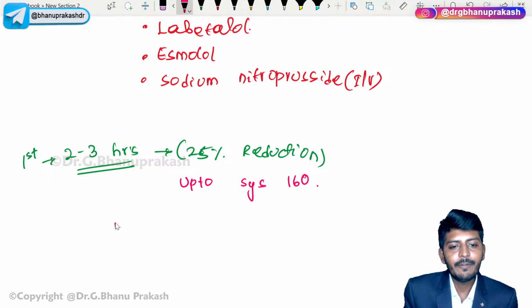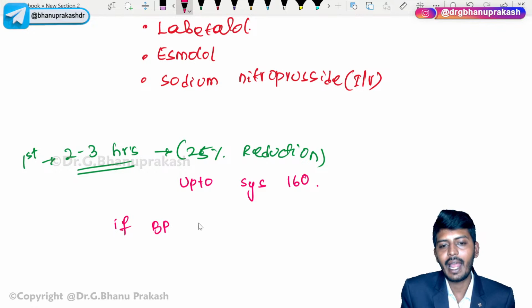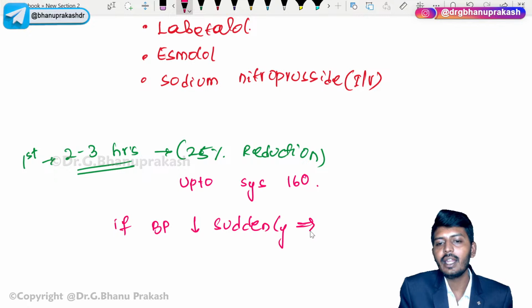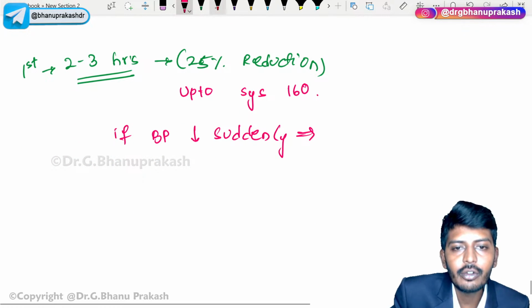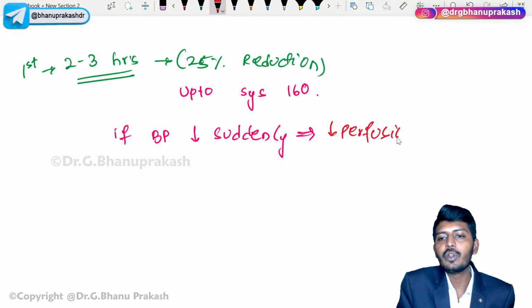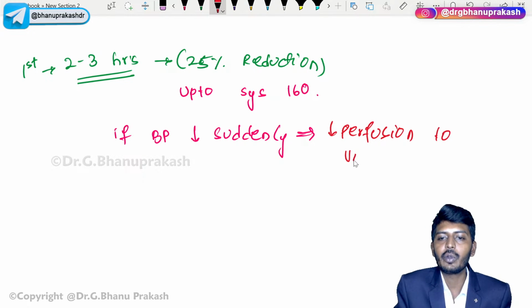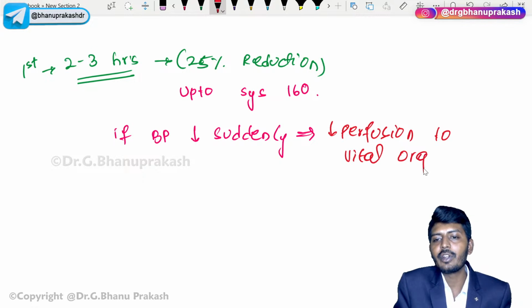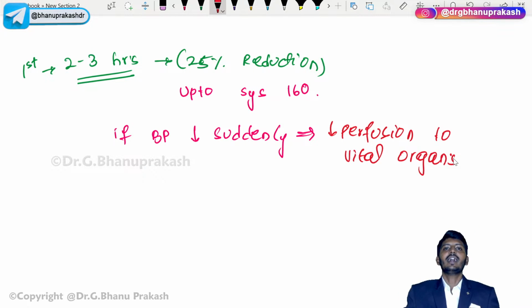Why not below that? If the BP is reduced suddenly, you are going to have one issue. What is that issue? The BP will reduce suddenly, and that will decrease the perfusion to the vital organs. That will lead to organ damage. That is why you are not supposed to reduce the blood pressure very suddenly. So this is the story of hypertension.